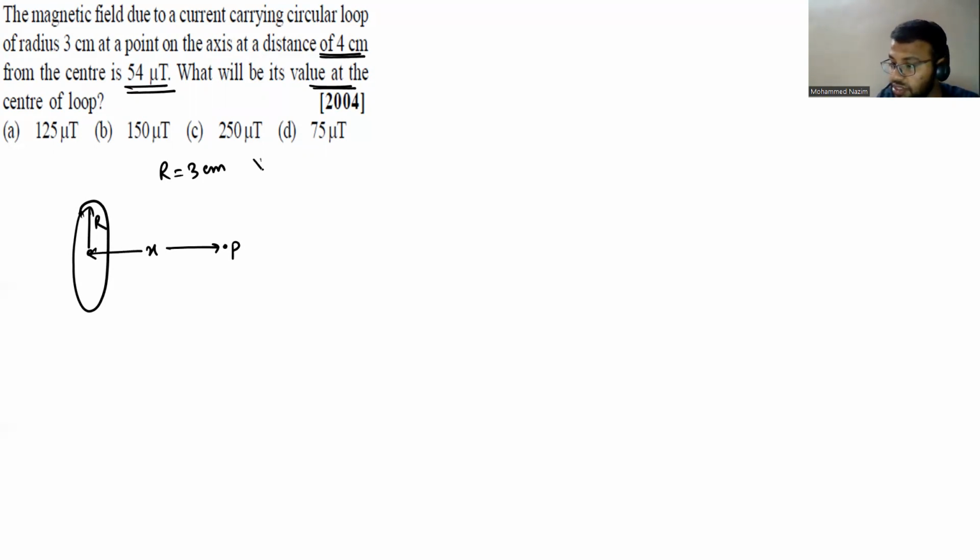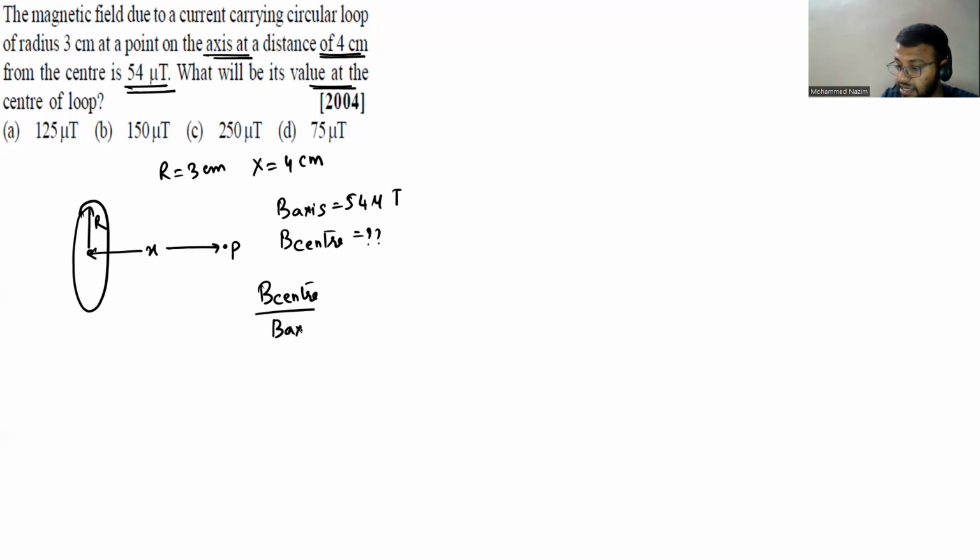And x is given as how much, students? 4 centimeter. And we are telling that magnetic field on the axis is 54 microtesla. I have to calculate the magnetic field at the center of the loop. So we have one standard ratio. We have seen in the concept videos that the ratio B center by B axis is equal to 1 plus x square divided by r square, the whole power 3 by 2. This is the ratio, isn't it?